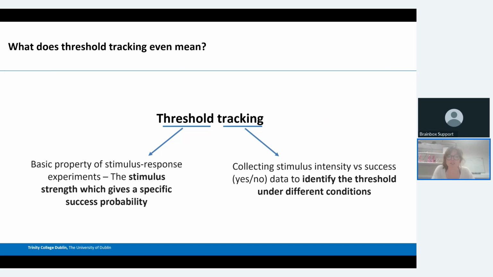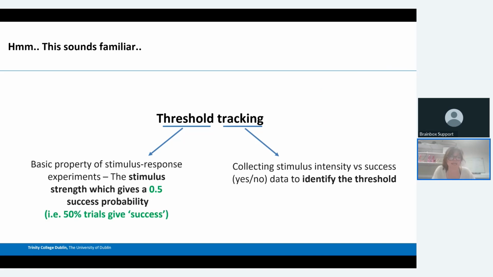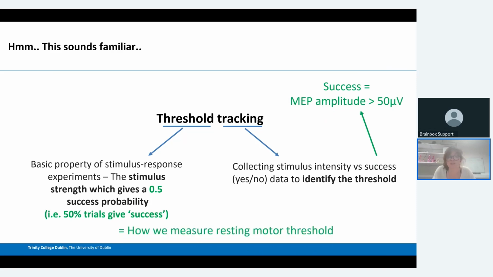So if I just ignore the under different conditions thing for a second, this probably sounds pretty familiar to many of you who've never done threshold tracking for paired pulse. So if I plug in a few example parameters here, say the probability that we want is 0.5, so we want a 0.5 success probability. So we want to determine what stimulus do I need to get 50% probability of success. And then if I define success as getting an MEP of at least 50 microvolts, well, then you will recognize this as how we measure resting motor threshold.